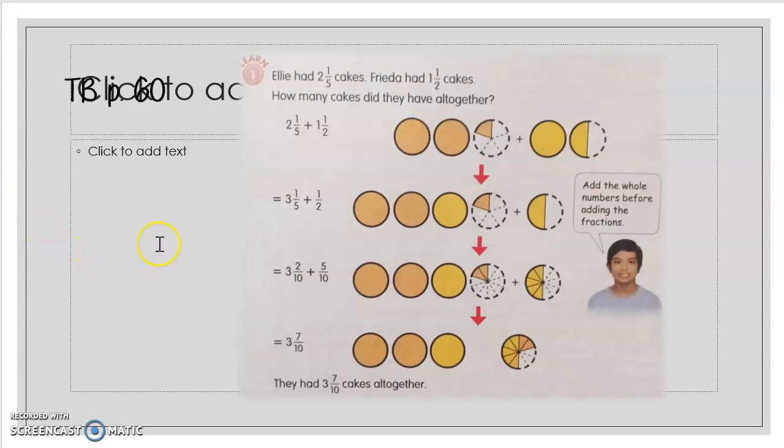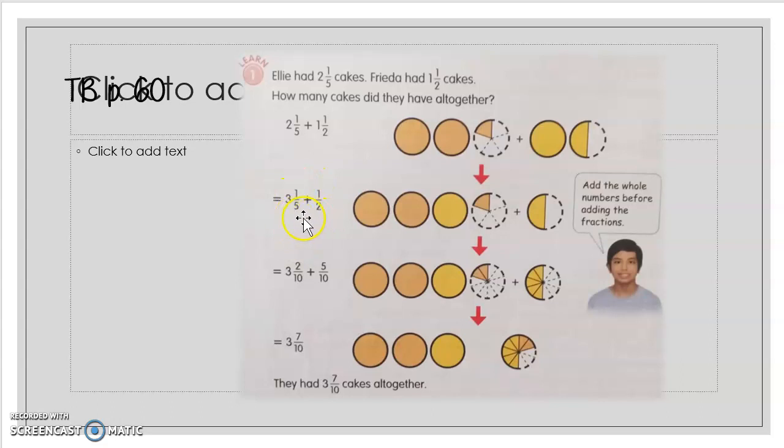Okay, so now this. Ellie had 2 1 over 5 cakes. Frida had 1 over 2 cakes. How many cakes did they have all together? All together is the clue. It means you have to add all of them, right? The question asks about the total. Because they asked about the total, of course, you have to add 2 mixed numbers, right? So you will add. Like usual, the whole number first, 2 plus 1 becomes 3. And then the fraction, you will only copy it, right?